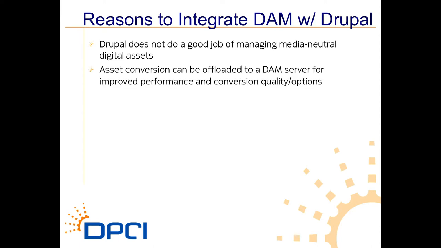The other thing is asset conversion. You can just offload that to a DAM server and create different image conversions based upon where you need them on your site or in a print environment. That's what a DAM server is built to do.